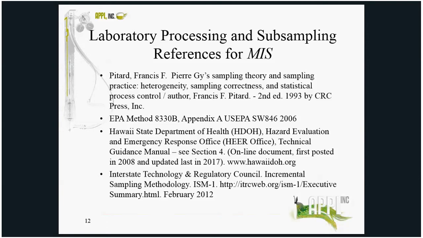References for subsampling MIS. Francis Pitard literally wrote the book on this using Pierre Gy's sampling theory. It's an excellent reference. EPA Method 8330B Appendix A is a guidance for obtaining representative laboratory analytical subsamples from particulate laboratory samples. The method itself only applies to explosives, but it is applicable to other classes of compounds as well.